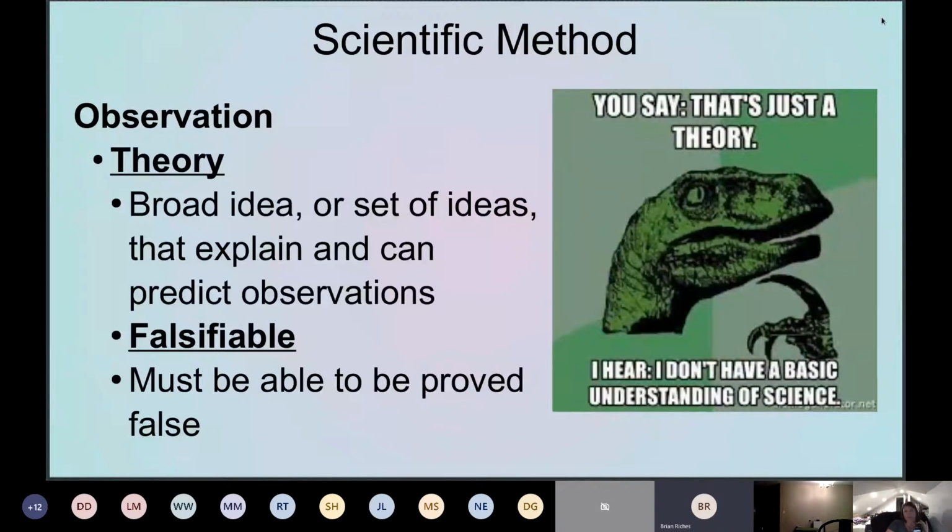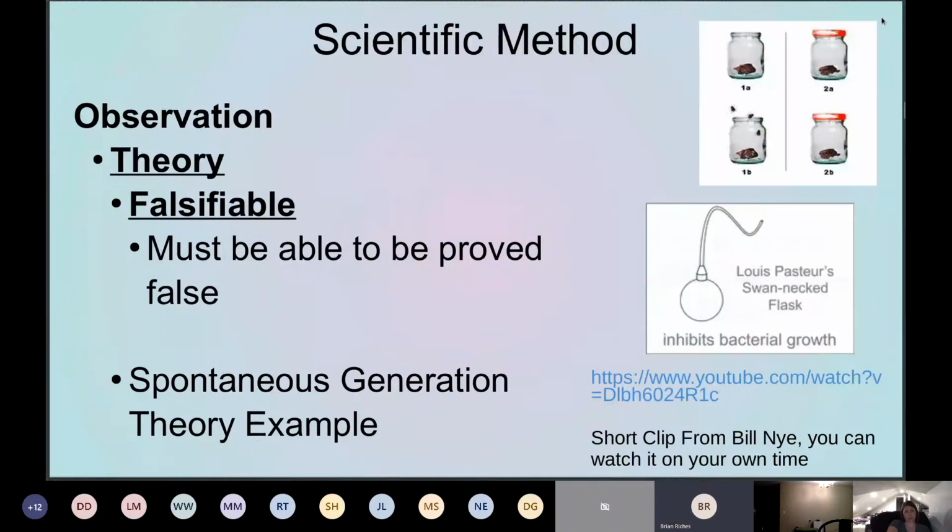Obviously, you don't necessarily want your theory proved false if it's something that you're working with and you've come up with, but it needs to be able to have evidence show that it's wrong if it is truly wrong. So let's use some examples of a theory that was falsified. So this broad set of ideas of spontaneous generation was a theory that was popular for many, many hundreds of thousands of years.